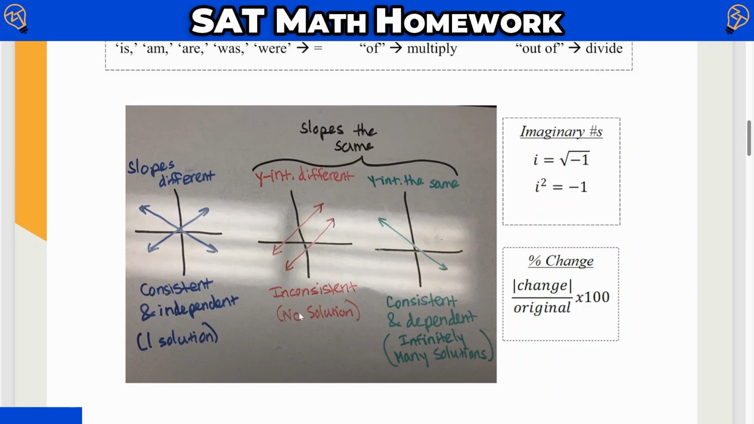You could either have no solution if the lines are parallel, meaning they have the exact same slope. However, they have different y-intercepts, so they intersect the y-axis at different places. However, in this case, notice you still have the same slope. However, the y-intercept is also the same. That's why it looks like there's just one line, even though it's really 2 lines on top of each other, which means they have every single point in common, meaning there's infinitely many solutions.